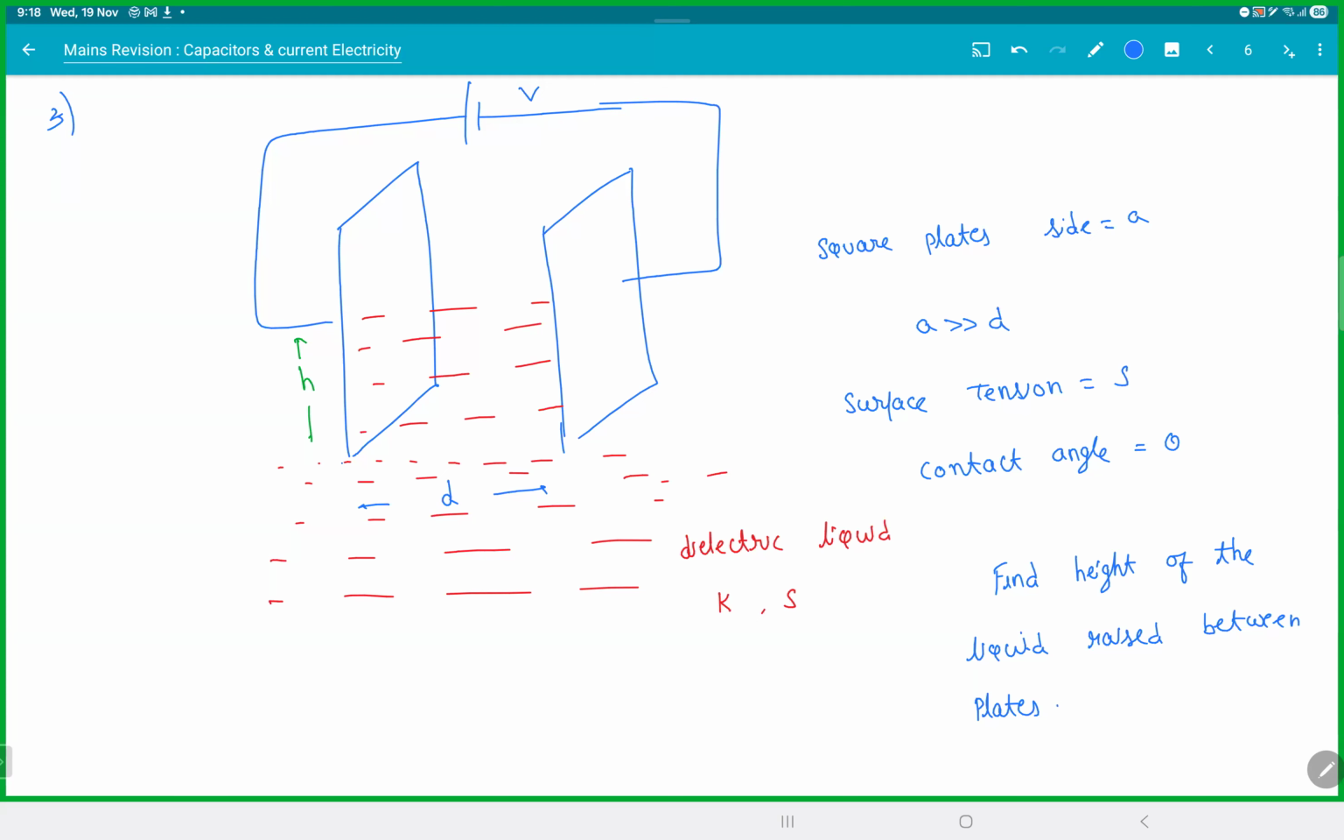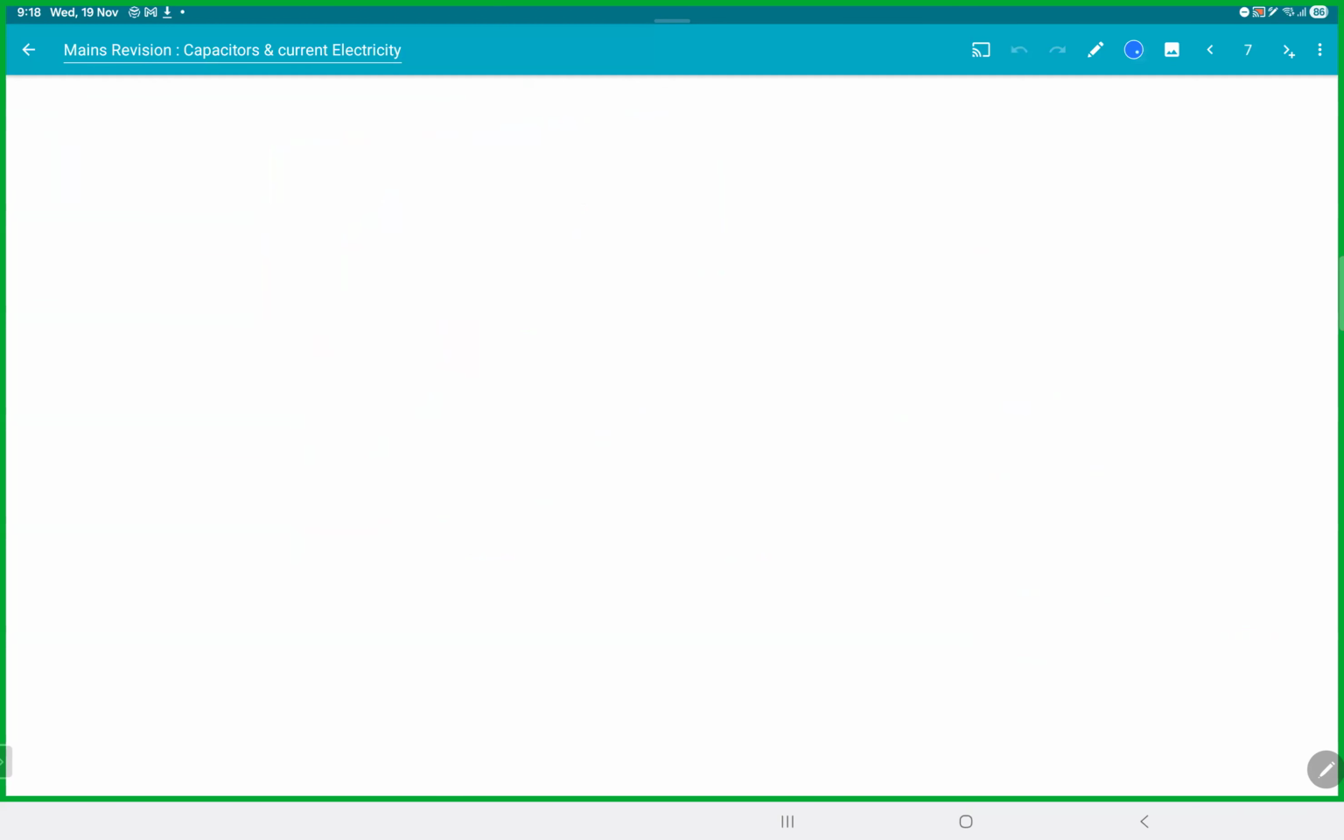Do you guys remember the force on a dielectric slab? That formula you need to remember. That is the main question I wanted to ask. I just added something more. The force on a dielectric slab is what? A epsilon V by 2D into K minus 1. Remember this?